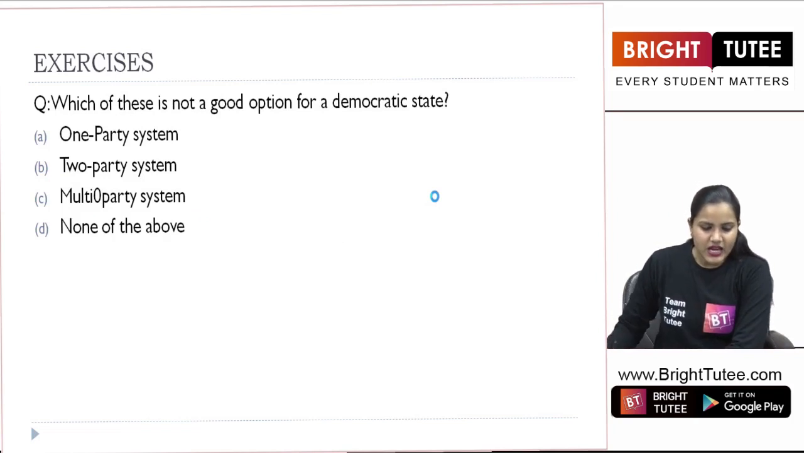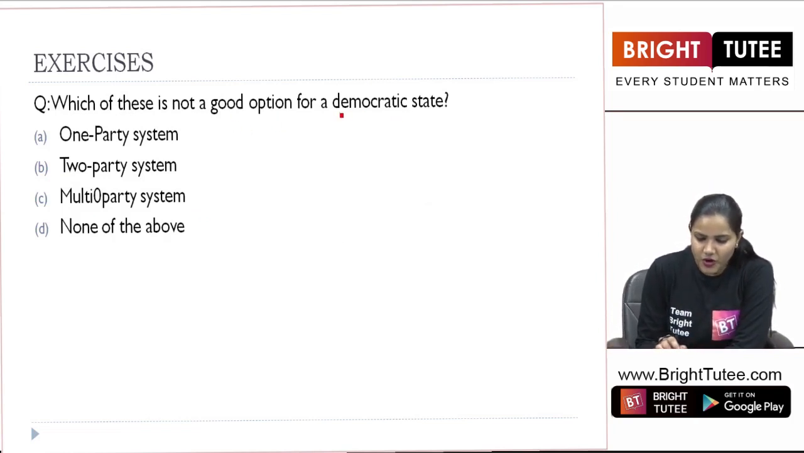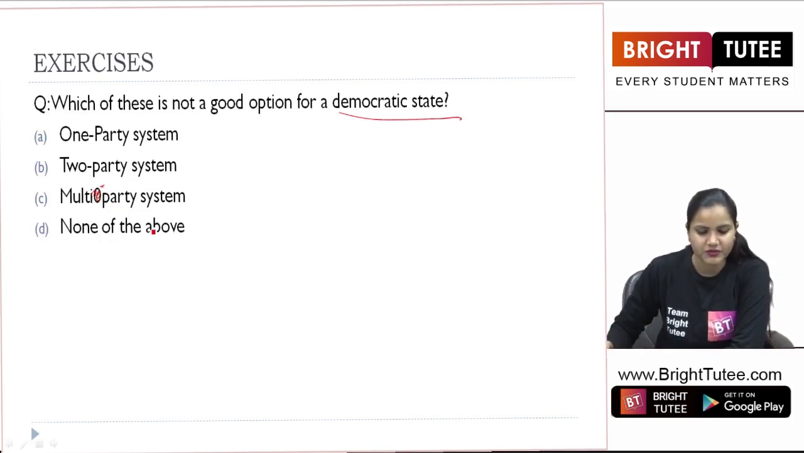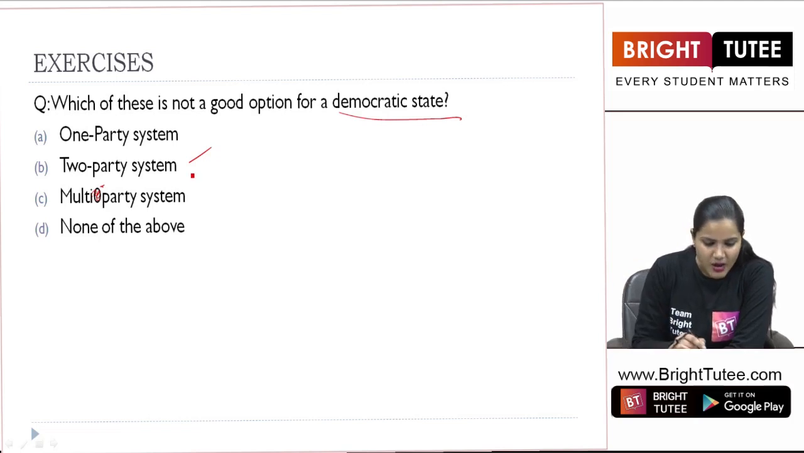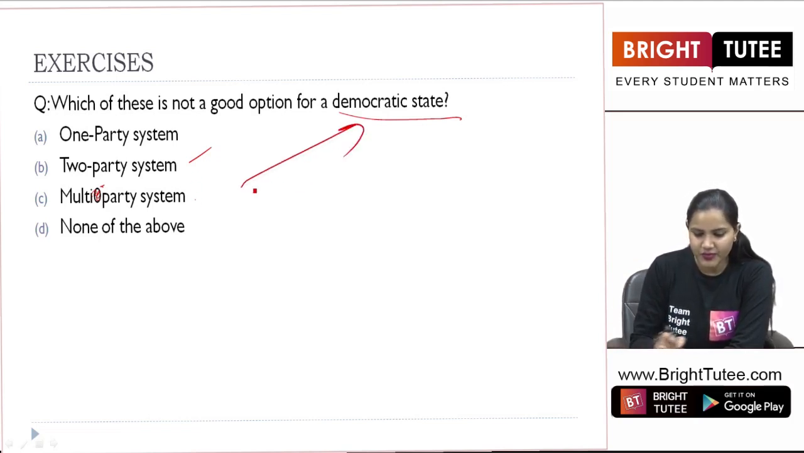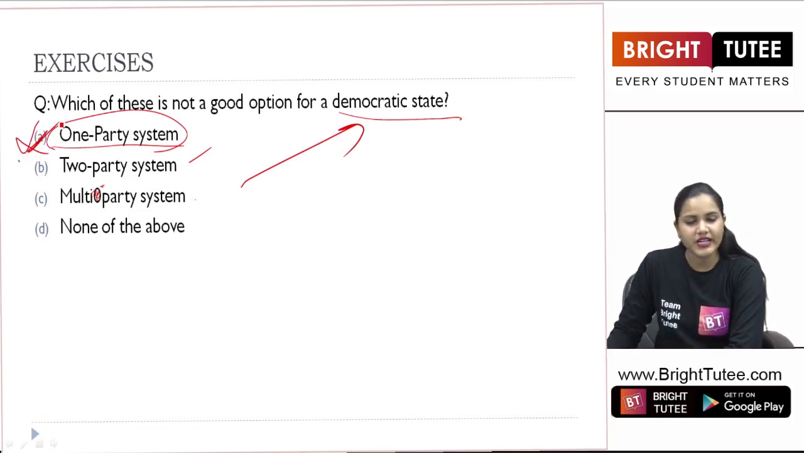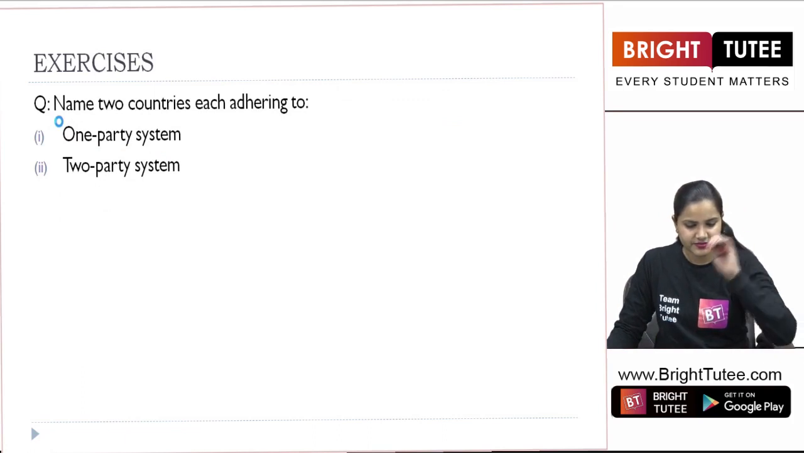Now, which of these is not a good option for a democratic state? One party, two party, multi-party, none of the above. Which is not a good option here, students? Two party can work sometimes, at least people will have a choice there. Multi-party is definitely the basis of a democratic system, but one party, is it democratic in nature? No, students. So the correct answer here is A. It is not a good option for democratic states.